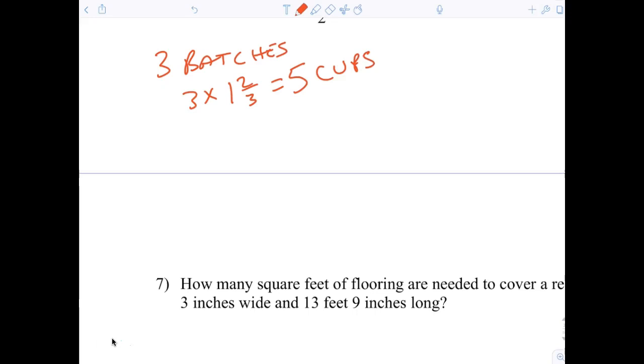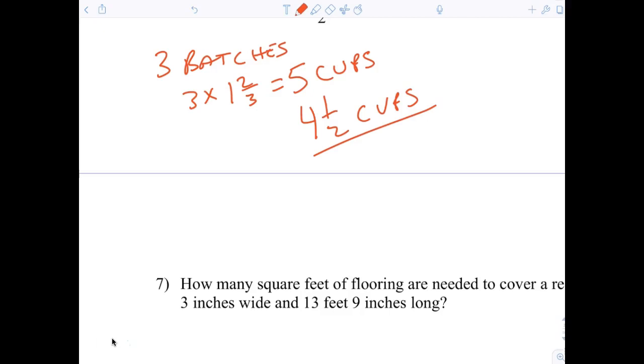Is everybody with me? I need 5 cups of flour. I look at my bag of flour and I measure it out, and I have 4.5 cups of flour. How much more flour do I need to make my 3rd batch? How much do I have? You have 4.5. How much do I need? 5. So how much more flour do I need? Short. Why a half?